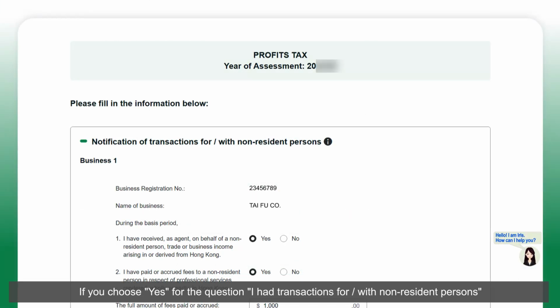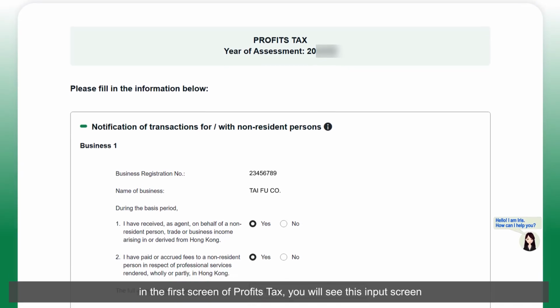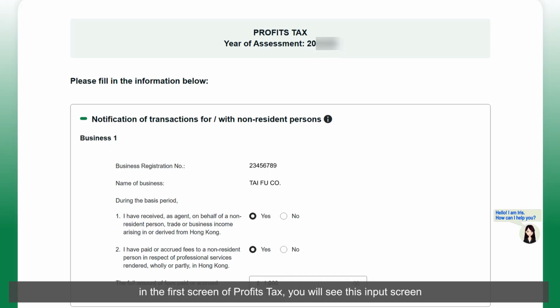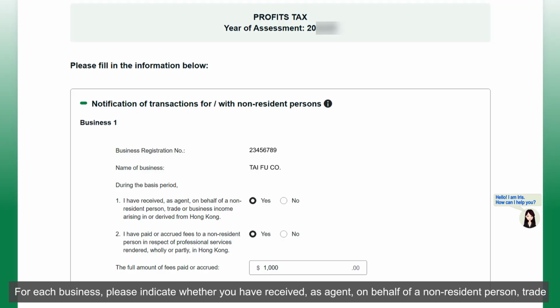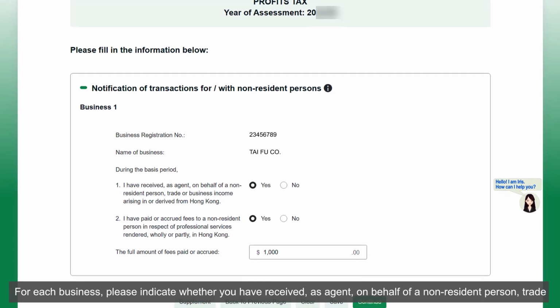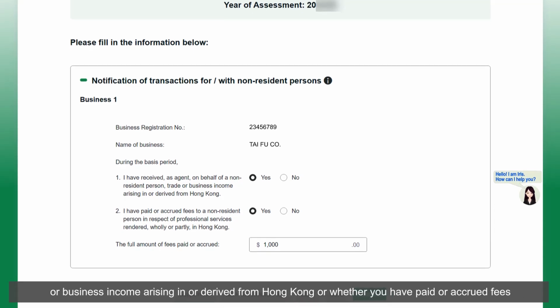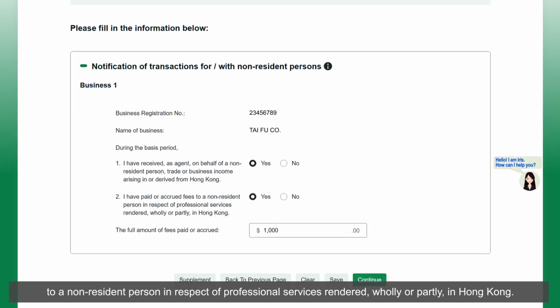If you choose Yes for the question "I had transactions for or with non-resident persons" in the first screen of Profits Tax, you will see this input screen for notification of transactions for or with non-resident persons. For each business, please indicate whether you have received, as agent, on behalf of a non-resident person, trade or business income arising in or derived from Hong Kong, or whether you have paid or accrued fees to a non-resident person in respect of professional services rendered, wholly or partly, in Hong Kong. Please also input the full amount of fees paid or accrued.